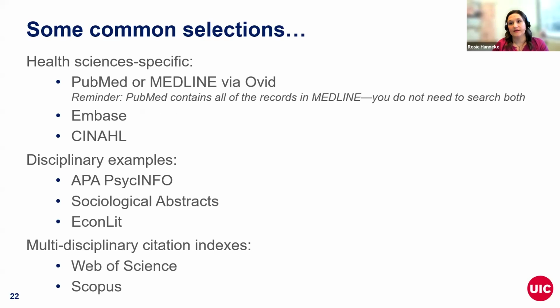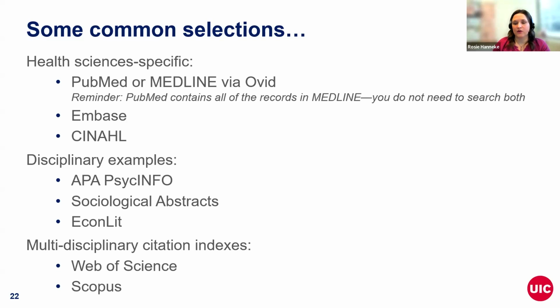Some of the most common databases you'll see searched for systematic reviews in the health sciences: PubMed definitely, which contains a database called Medline. You may also see Ovid Medline searched in a lot of reviews, but because PubMed contains all of Medline, you don't need to search both of those. But typically in health sciences reviews, you will search one or the other. Embase is another go-to database for health sciences searches. And then we have CINAHL, which is nursing and allied health literature.